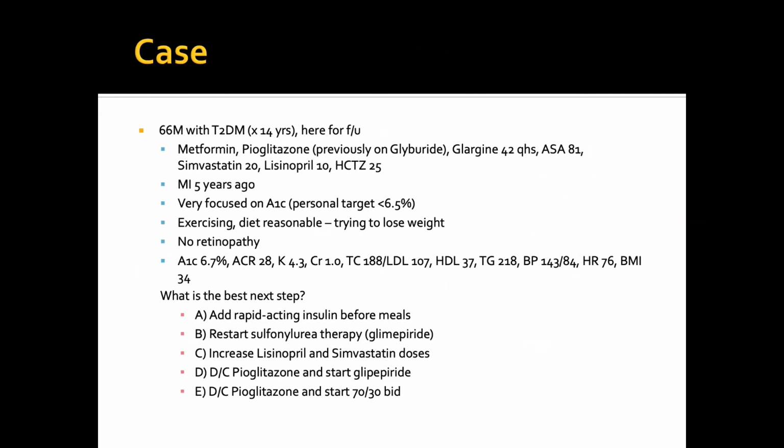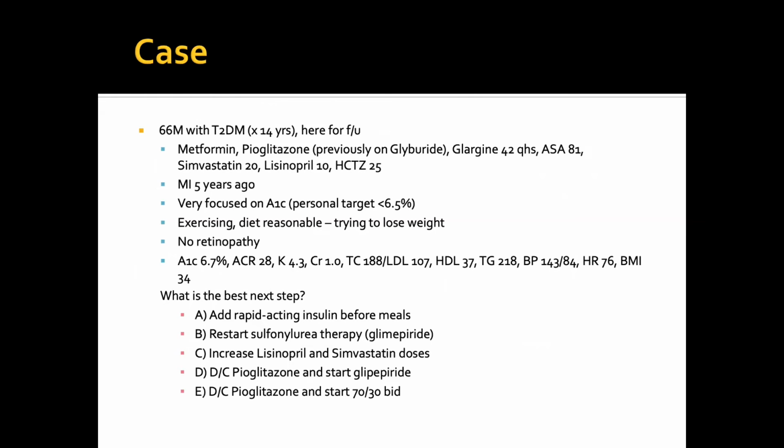So this is a 66-year-old on metformin, pioglitazone, glargine. Okay, and then A is add rapid-acting insulin before meals, or you can restart sulfonylureas. B, C is increase lisinopril and simvastatin doses. D is DC pioglitazone and start glimepiride. Yeah, sorry. And then E is DC pioglitazone and start 70/30 BID.